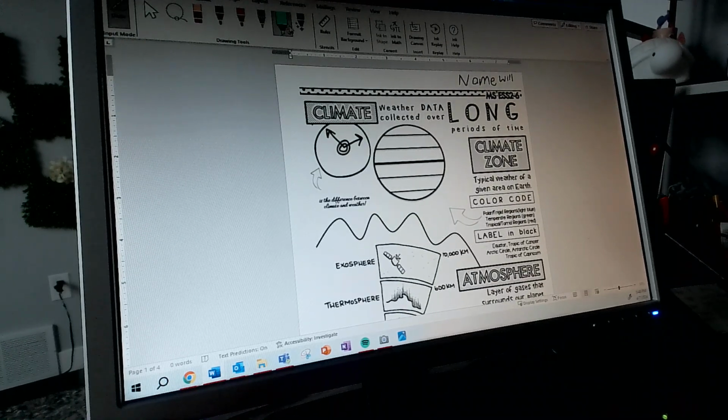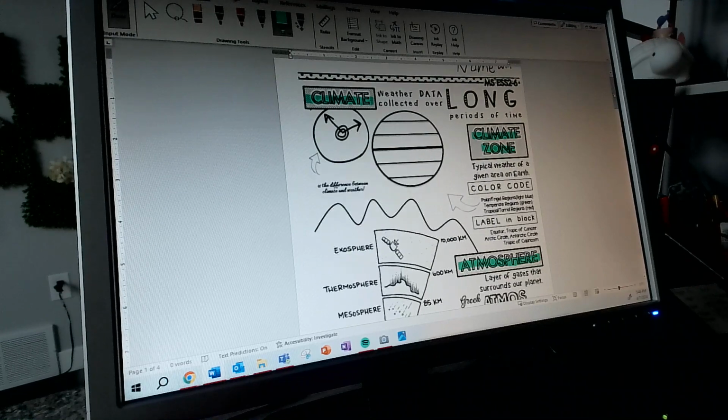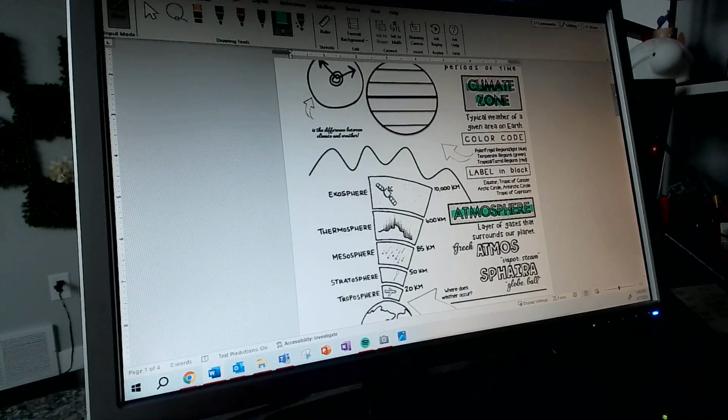I'm doing all this on my computer because I forgot my papers at school. So I'm going to highlight my key terms: climate, climate zone, and atmosphere. Those are my key terms.